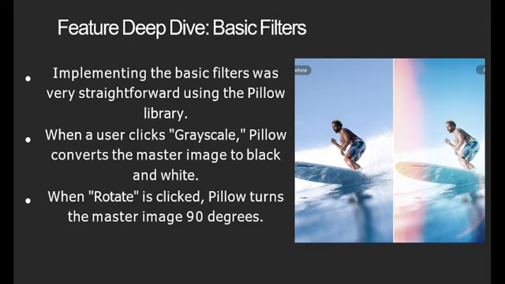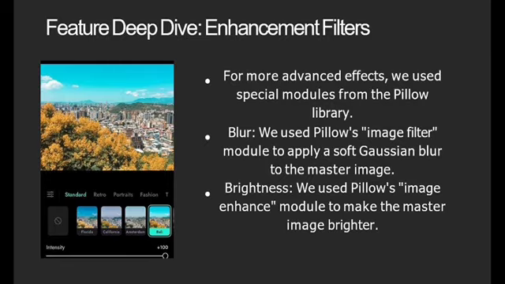Basic filters. Filters like grayscale and rotate are very easy with Pillow. When the user clicks a button, Pillow modifies the master image and updates the preview instantly. This makes the editing smooth and fast. Enhancement filters. For blur effect, we used Gaussian blur from Pillow's ImageFilter module. For brightness adjustment, we used ImageEnhance. These features help users improve the look of the photo creatively.